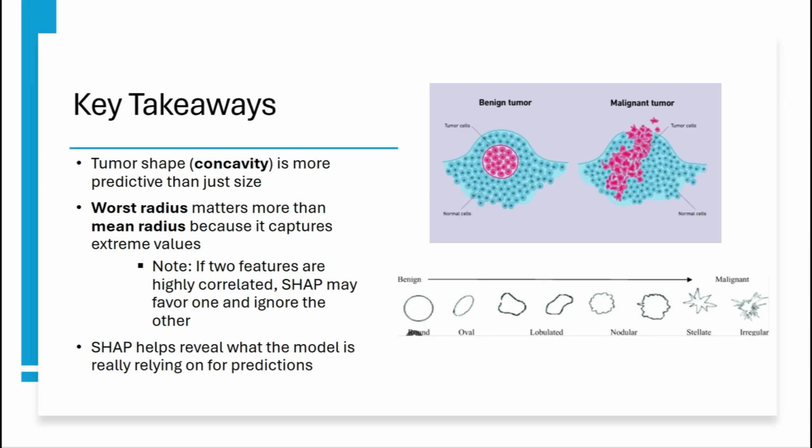What are the key takeaways? From our findings, we see that tumor shape is more predictive than just size alone. Since worst radius captures extreme values, it provides more insight for malignancy than just the average size. As seen earlier, because worst radius and mean radius are highly correlated, SHAP prioritizes the more impactful feature while downplaying the other.